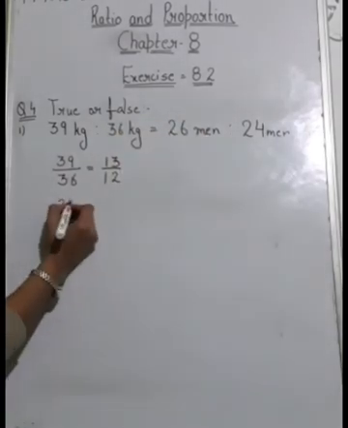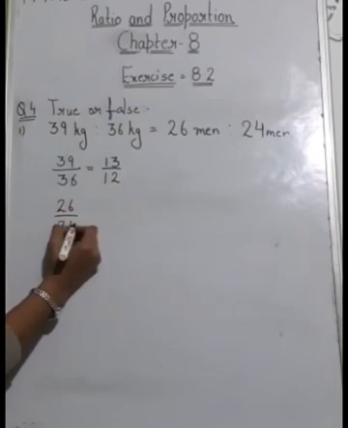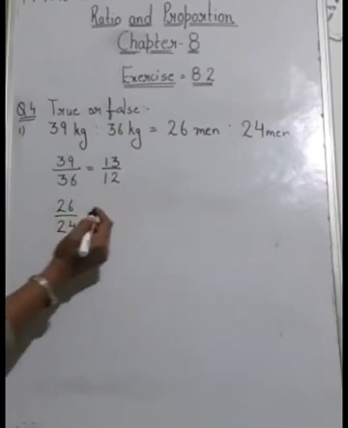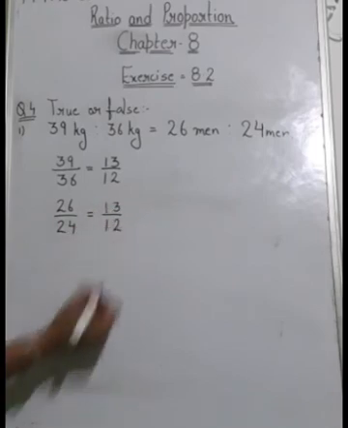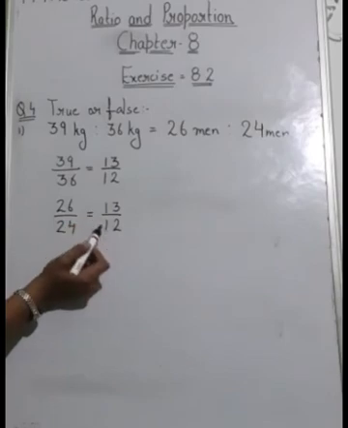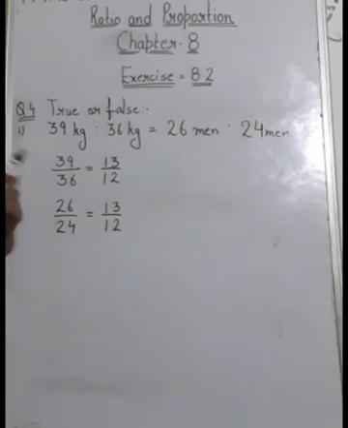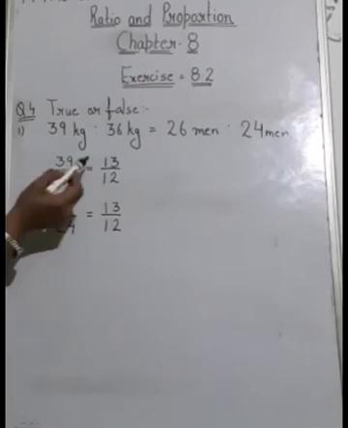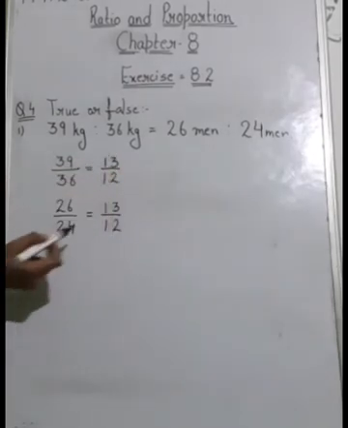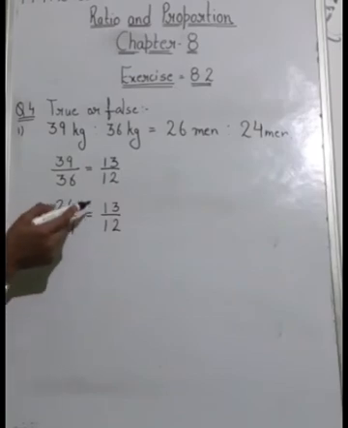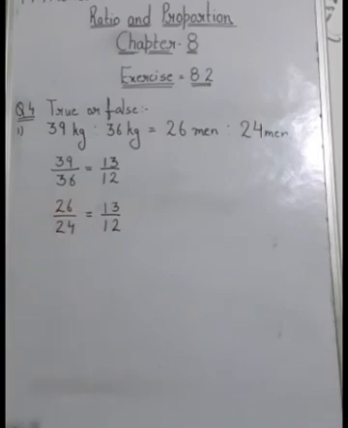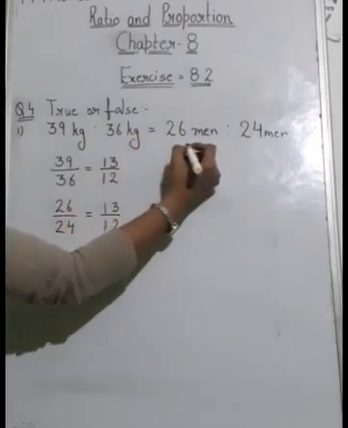Now we will take the second ratio, that is your 26 upon 24. Again both will go in the table of 2. So 2 1s are 2, 2 3s are 6, and 2 1s are 2, 2 2s are 4. What is it giving to you? 13 upon 12. Clear? So you can see that when you reduce this 39 upon 36 to the lowest form, it is giving you 13 upon 12, and when you reduce this 26 upon 24 to the lowest term, it is also giving you 13 upon 12. It means that both the ratios are equal. So you can say this statement is true.